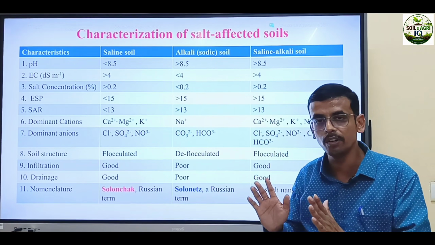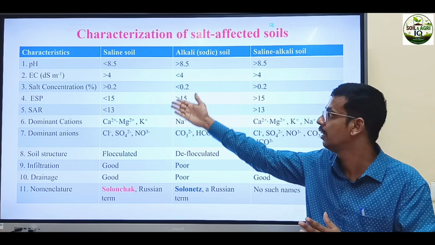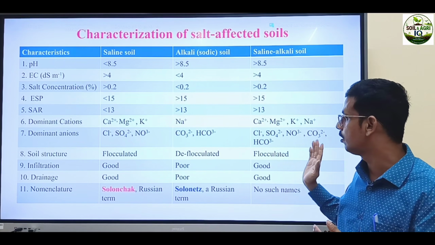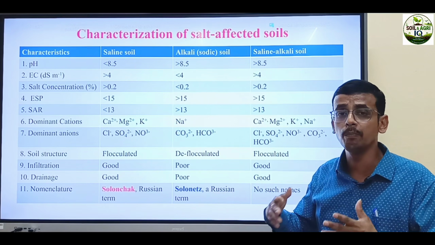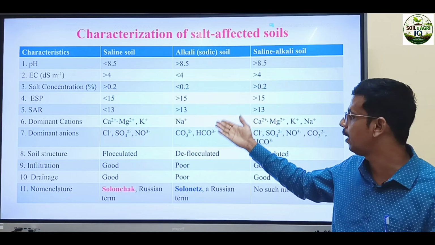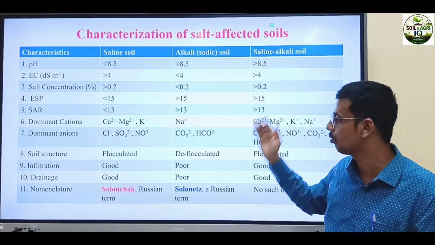Soil structure, I already told, flocculated means good soil structure, aggregated soil structure in saline soil. Alkali soil is deflocculated, meaning poor soil structure. This is flocculated. Infiltration will be good if soil structure is good, so infiltration will be good, drainage will be good. But it will be poor for alkali soil. Again, it is good due to the saline soil character in this soil.